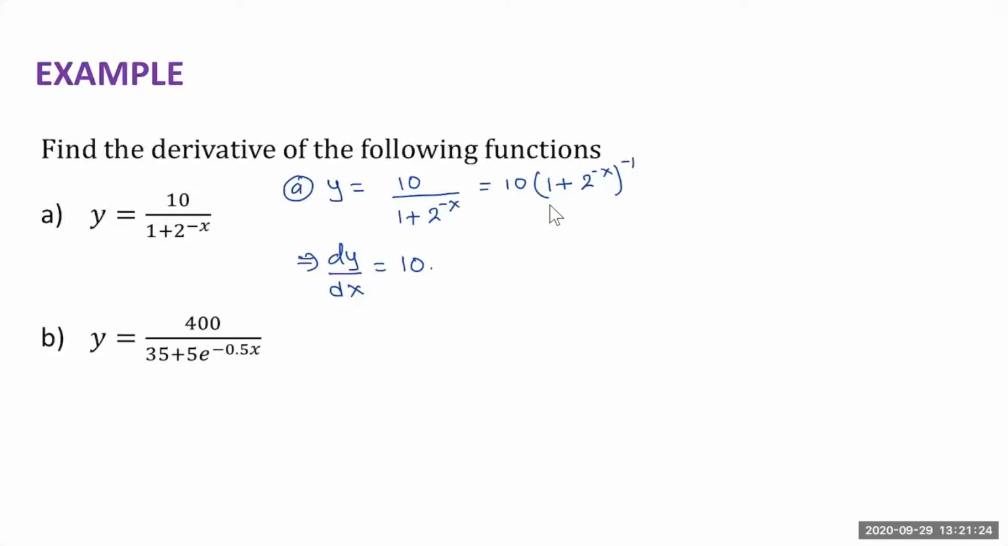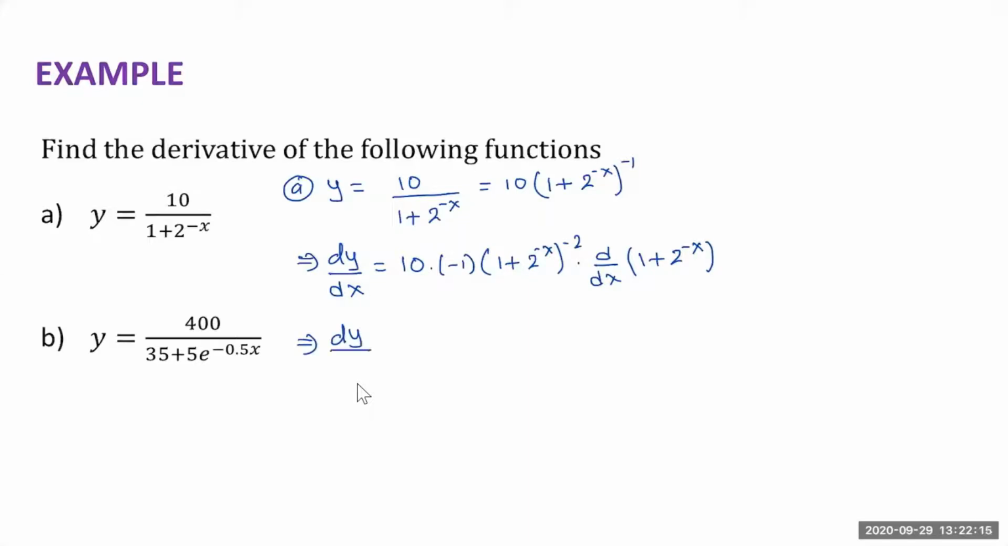In order to use the chain rule, first we have to find the derivative of the outside function. That's a power rule. You bring that power in front, so negative 1 in front, and then reduce the power by 1. Here it is negative 1, and if you reduce by 1, it will be negative 2. So 1 plus 2 to the negative x raised to negative 2. That is the derivative of the outside function. Now we have to multiply by the derivative of the inside function, so d over dx of the inside function, 1 plus 2 to the negative x. So we use the chain rule in this first step. Now let's simplify this.